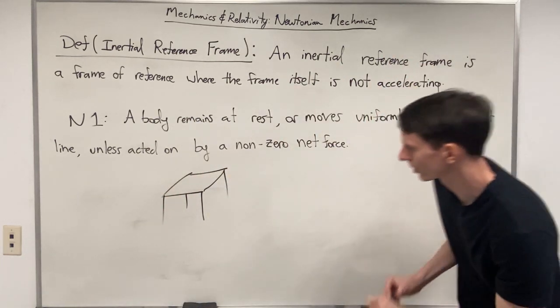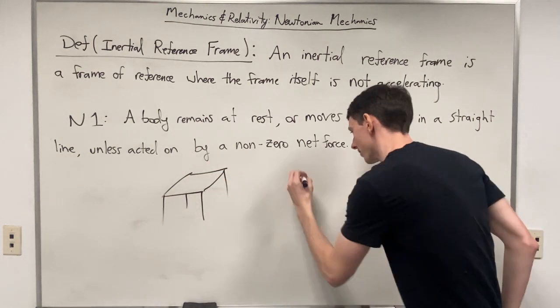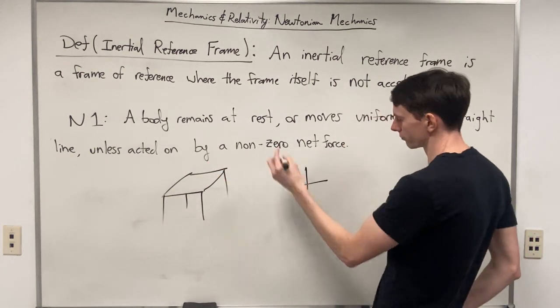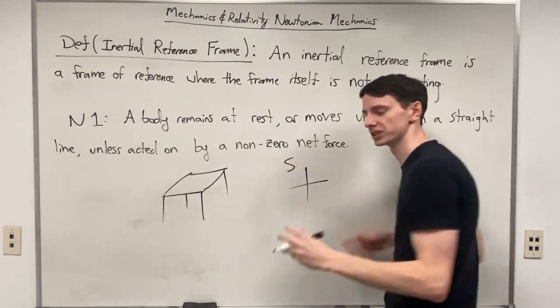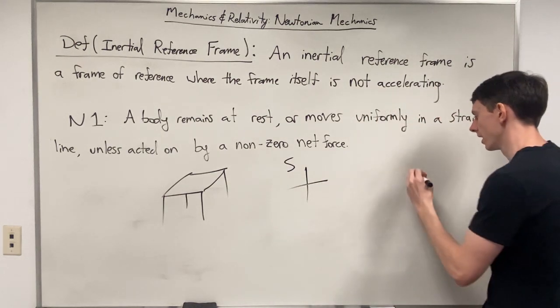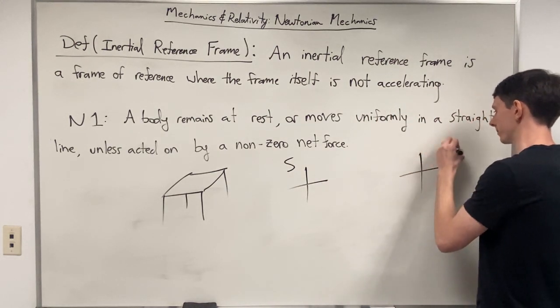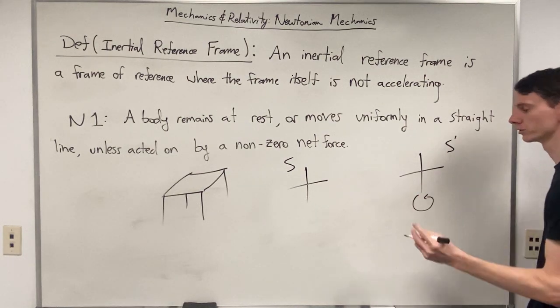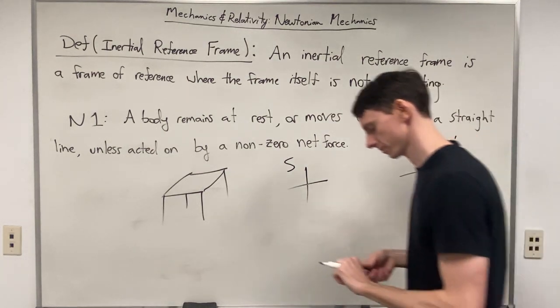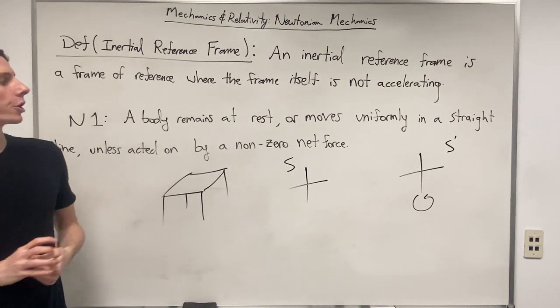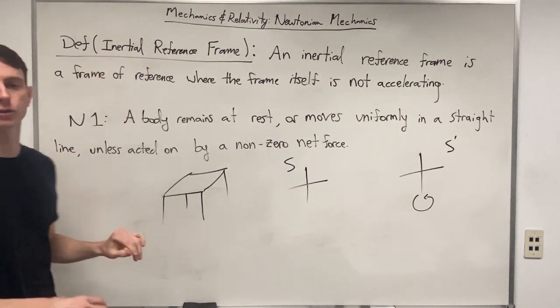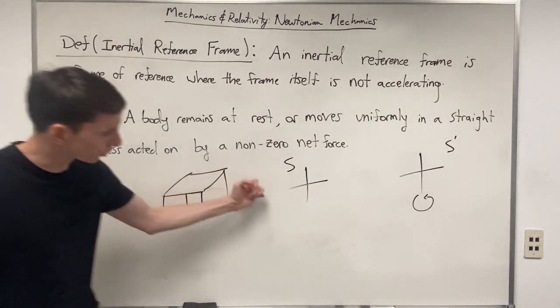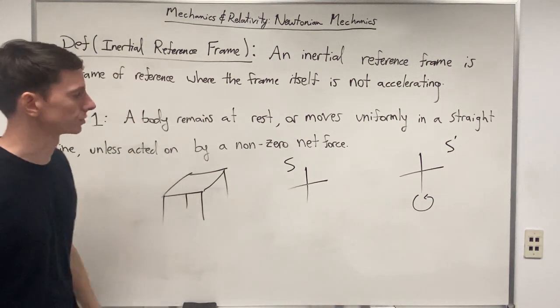This probably isn't one of the better ones, but this is supposed to be the table, right? And then we had our first reference frame, which we called S, and it was just staying fixed. And then we had another reference frame, S prime, and we said that S prime was inherently rotating by some amount, okay? So if we were to go back to this definition here for an inertial reference frame, we could ask which one of these is inertial and which one is non-inertial.